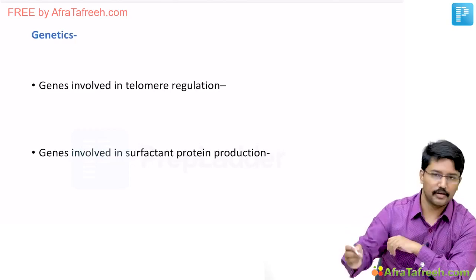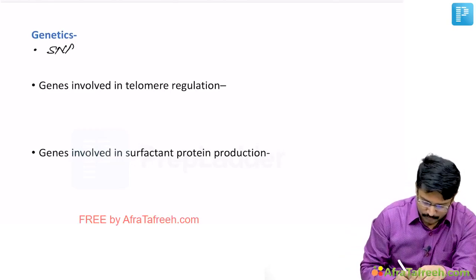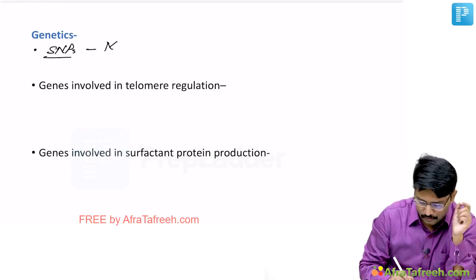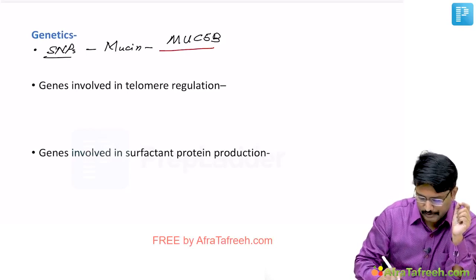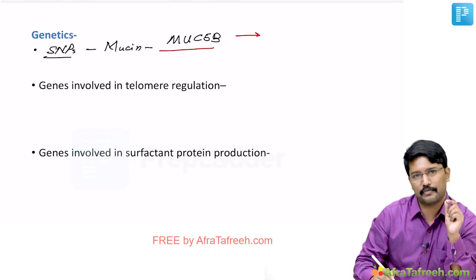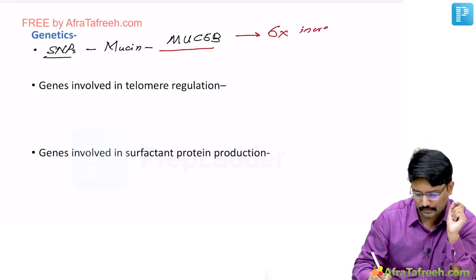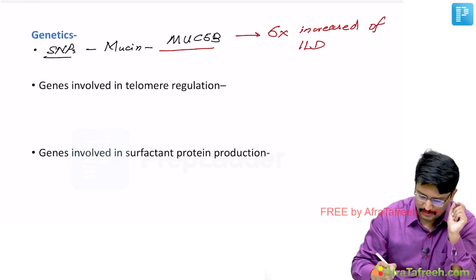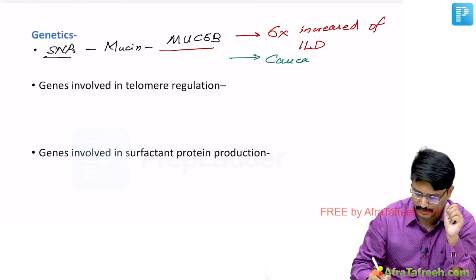So what are the genetic contributions? The single nucleotide polymorphism or SNPs on a particular gene which codes for mucin. The gene is known as MUC5B. It actually increases the risk of developing ILD by 6-fold. Okay, 6x increased risk of ILD. And this variant of MUC5B is frequently seen in Caucasians or the whites.